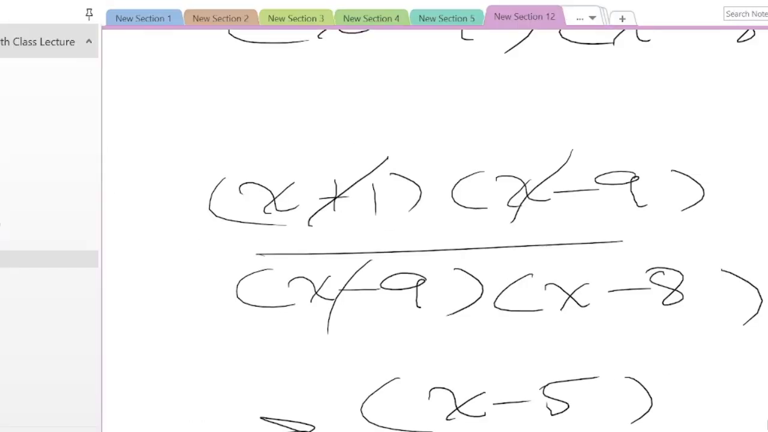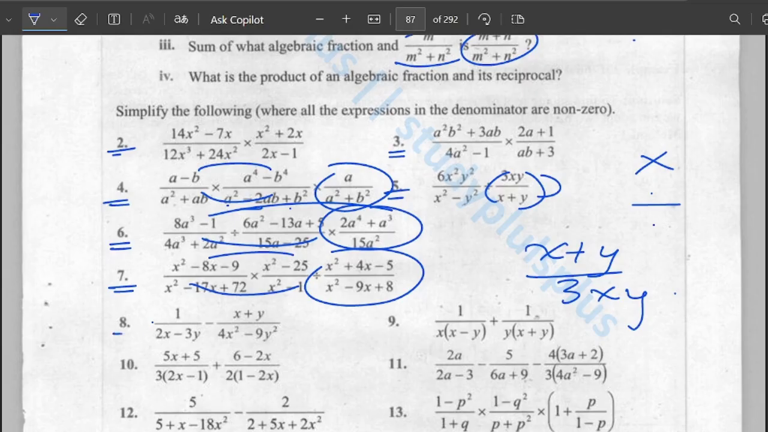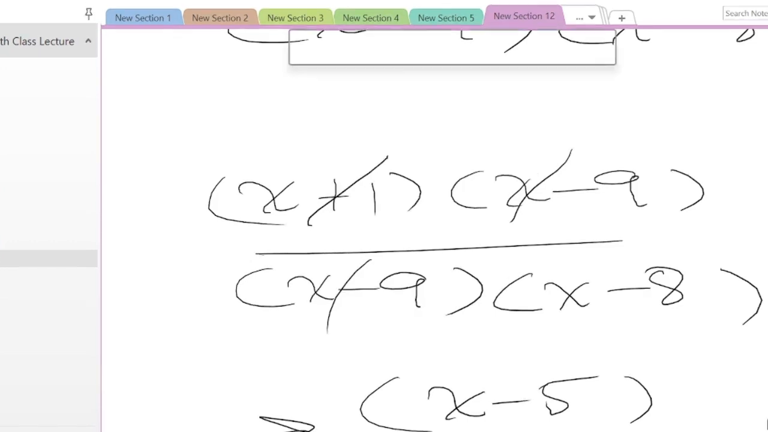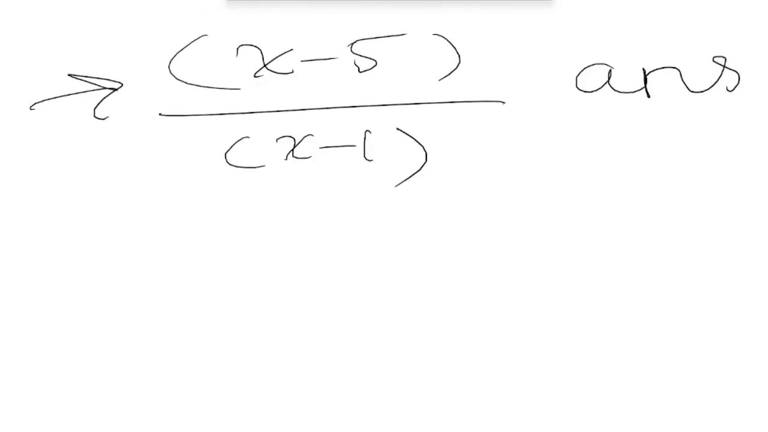Now let's move on to question number 8. In question number 8, we have 1 over 2x minus 3y minus x plus y divided by 4x square minus 9y square. Okay, since we have the sign of subtraction here, we will try to make the denominator same on both of the sides. So let's write the expression of question number 8.